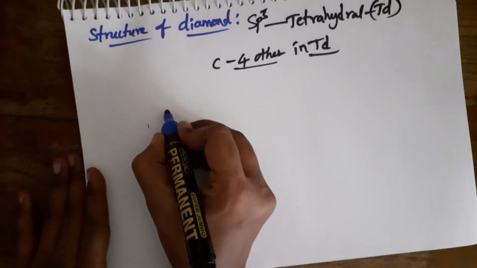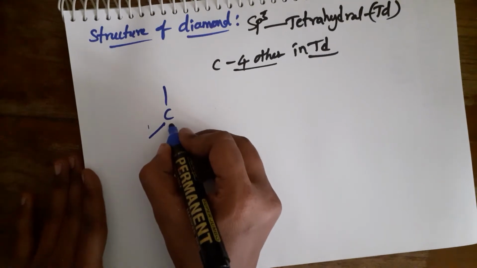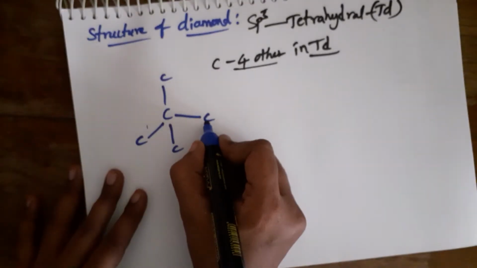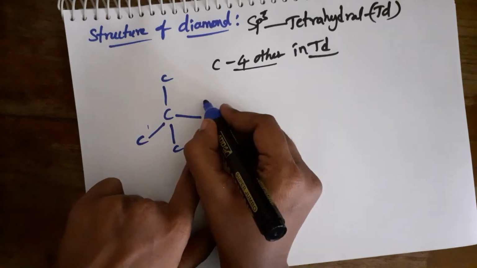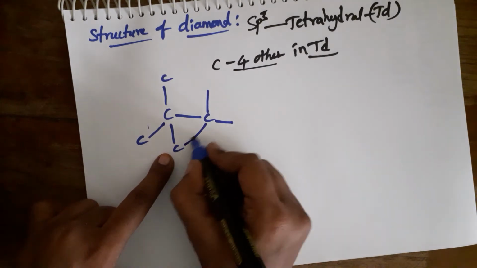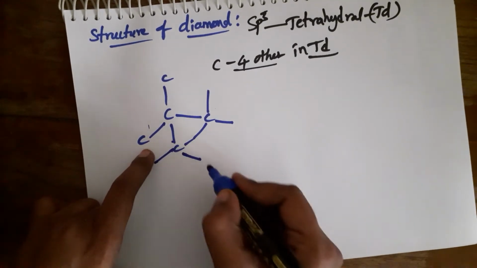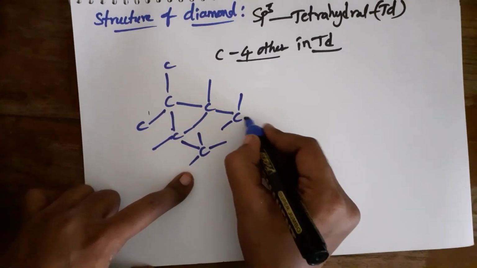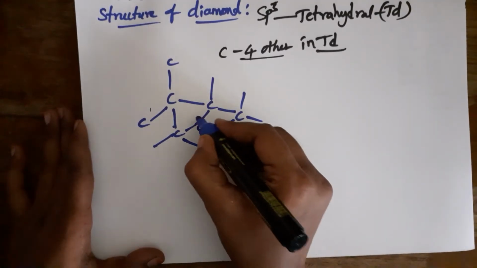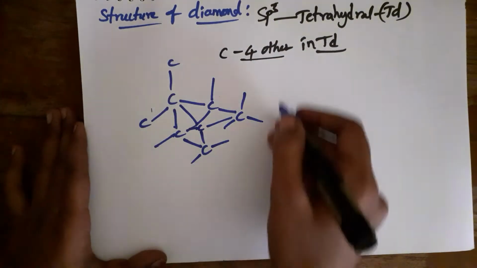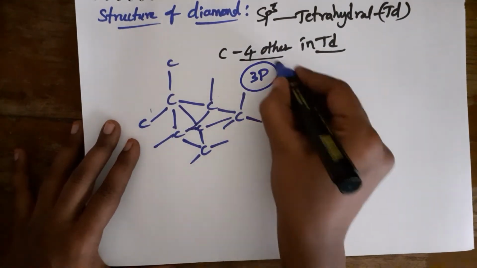And here the structure is like this. The tetrahedral geometry will be like this. It is surrounded by 4 other carbon atoms. This carbon also is surrounded by 4 other carbon atoms, and this carbon is surrounded by 4 carbon atoms like this. 1, 2, 3 and 4. Again this carbon, 4. This one is also connected to 4 more carbon atoms, and the total structure is three-dimensional.